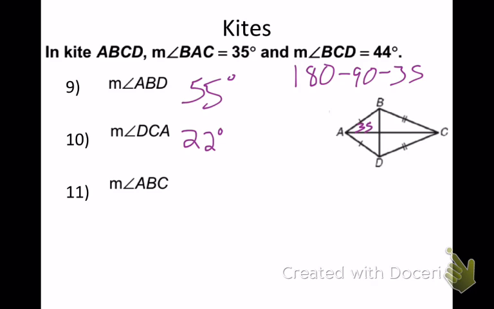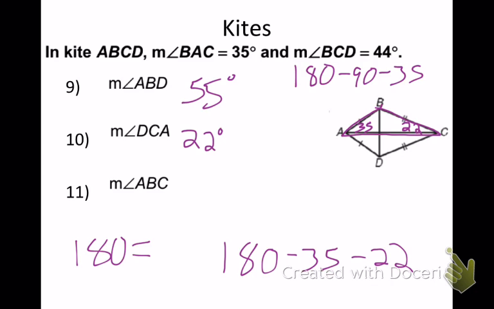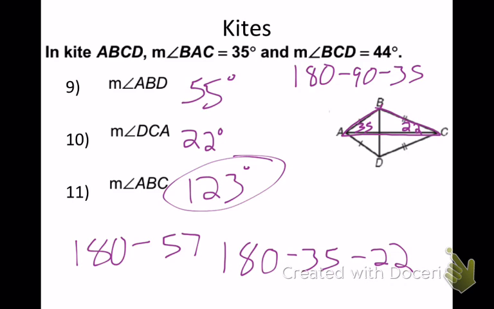This angle right here is 35, right? Now this angle down here is 44. Does everybody agree? Which makes this angle right here 22. So we just add the two. Don't we have a triangle right here? So add the two and subtract from 180. So 180 minus 35 minus 22 is 123.